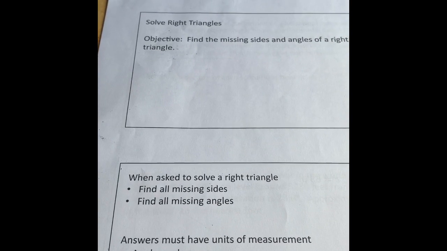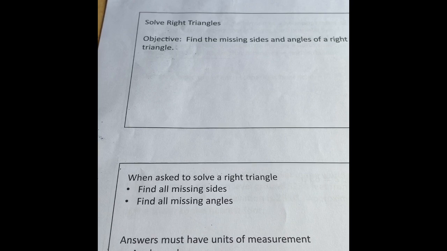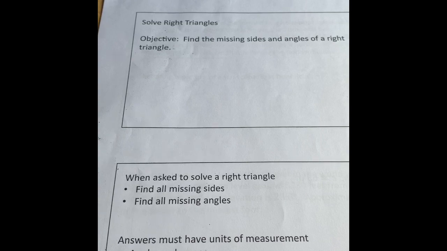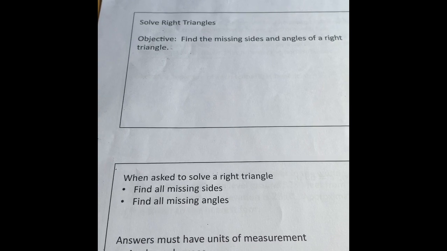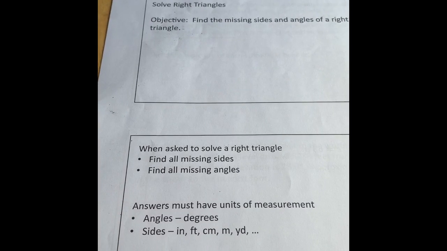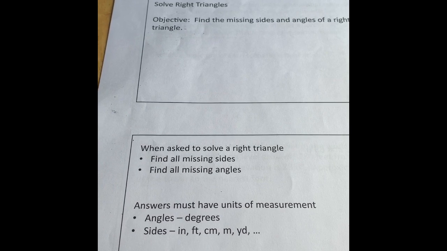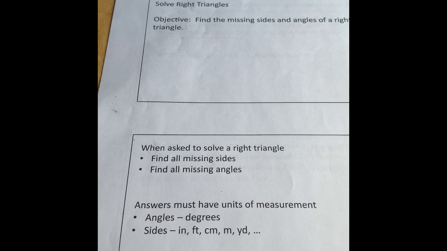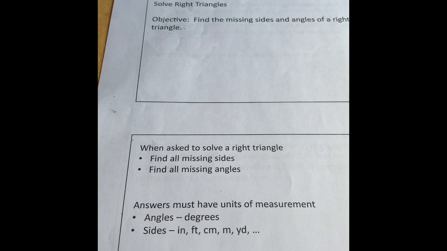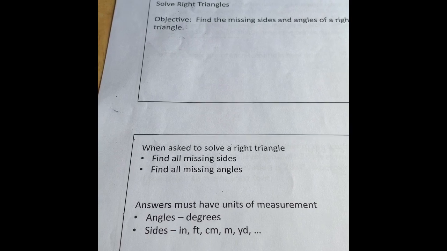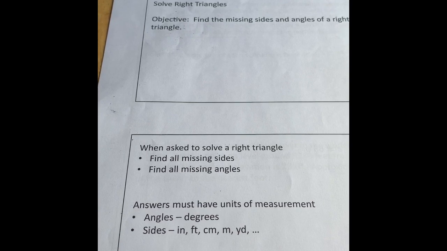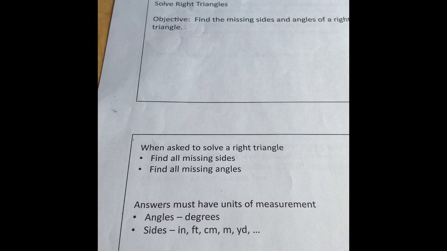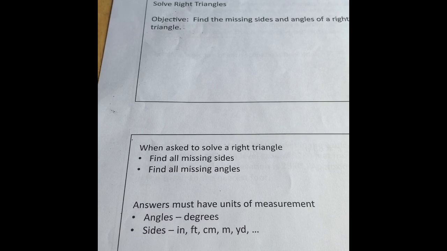Anytime they ask you to solve a right triangle, all you're trying to do is find all missing sides and all missing angles. They will give you a few pieces of information, and you have to just find the remaining ones. Remember to put the units of measurement next to your answers. If you are finding the measure of an angle, you'll put a degree symbol next to it. When you are finding the length of a side, you need to use inches, feet, centimeters, meters, yards, or any other unit of measurement that they are using for that particular problem.